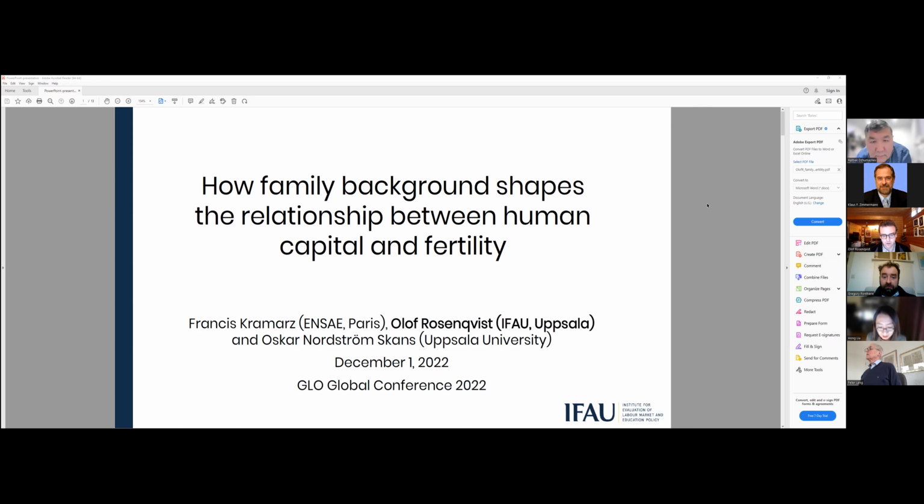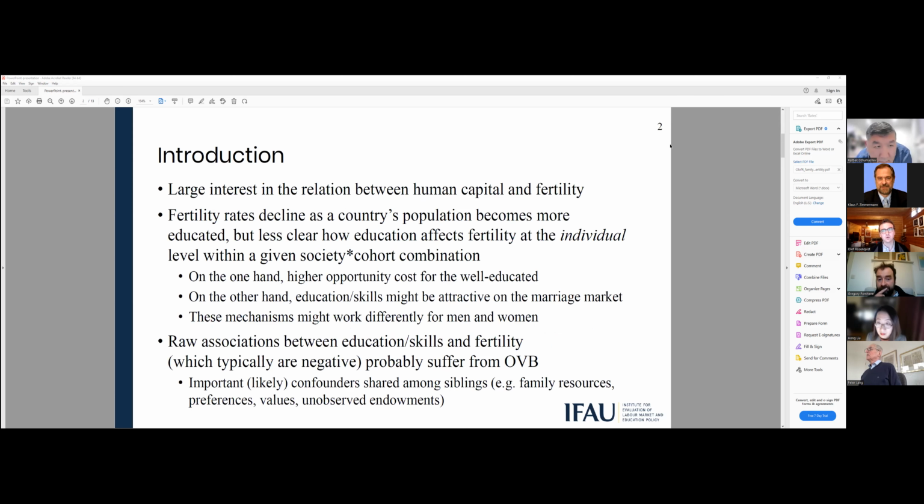So the starting point here is that there is a very large interest in the relation between human capital and fertility. There have been a lot of papers in that area, but I think it's fair to say that the focus has been on cross-country variation. So basically, there's a consensus that as a country's population becomes more educated, the fertility goes down, but it's less clear how education affects fertility at the individual level.